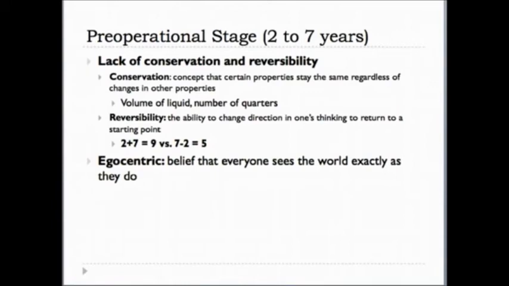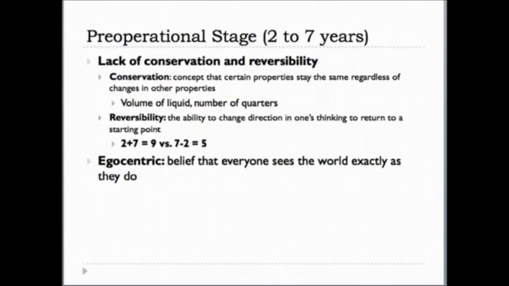And then reversibility is the ability to change direction in one's thinking to return to a starting point. So an example of reversibility may be when a young child with one sibling, when asked the simple question of, do you have a brother? They may have difficulty reversing the situation to put themselves in their sibling's position and may reply no, even though they know that this person exists in their life.